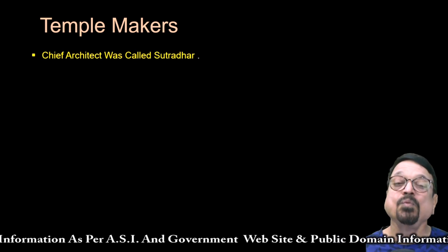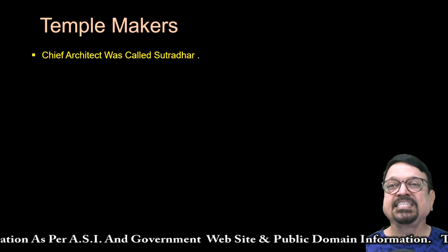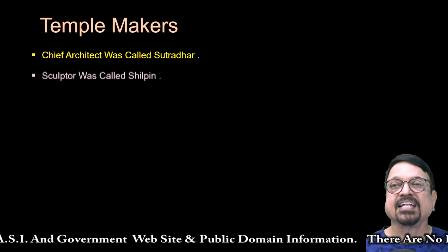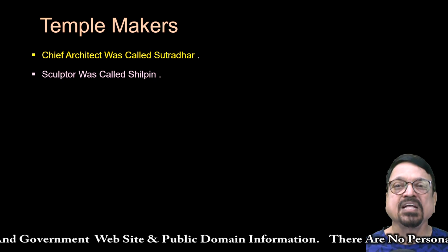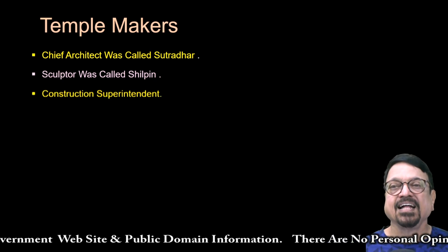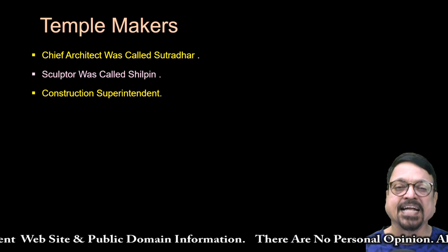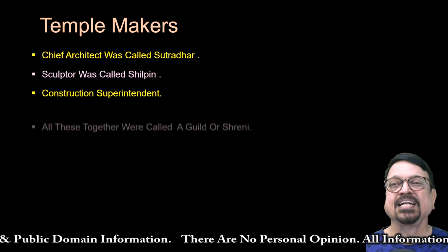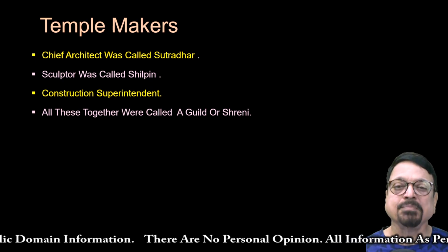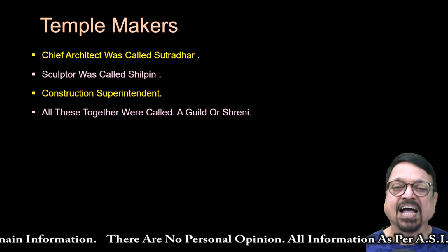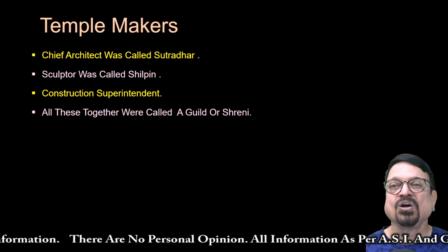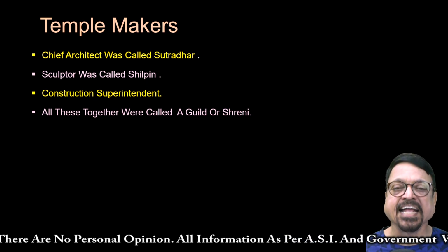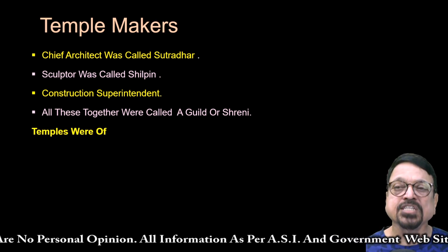Now, who were the temple makers? The chief architect was called Sutradhar. The sculptor was called Shilpin. The construction superintendent, like a site supervisor nowadays, was also there. He was supervising the site, and he was a mediator between the king and the workers. All these together were called a guild, or shreni. So that was the name given to this group.